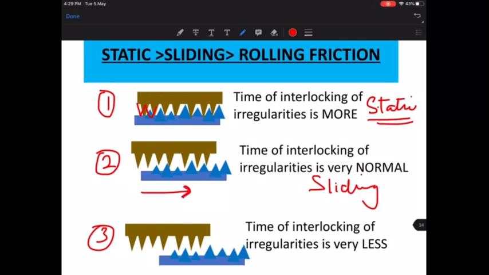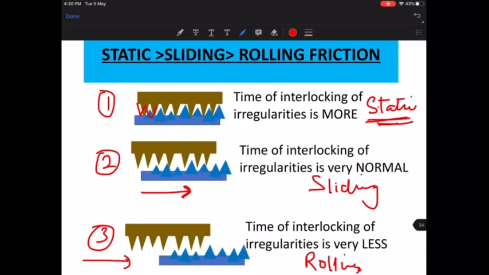Okay, and look at rolling friction. The last one is rolling friction. In rolling friction, because the two objects are quickly rolling against each other, there is very, very less time for the irregularities to interlock into each other. So in which case do you have more time to interlock? In the case of static friction, you have more time for the irregularities to lock against each other.